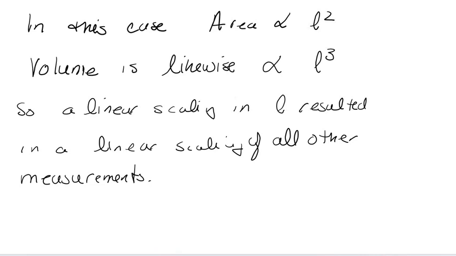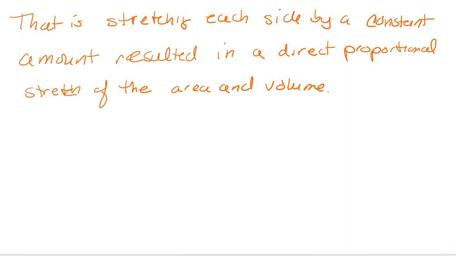So the measurement of area is going to be directly proportional to our other measurement, which is L squared. And likewise, volume is going to be directly proportional to L cubed. It's just a stretch of the original shape. So linear scaling in L resulted in a linear scaling of all other measurements. And that's isometric. That's what is meant by isometric scaling. A couple other ways to say it: stretching each side by a constant amount resulted in a directly proportional stretch of the area and volume.